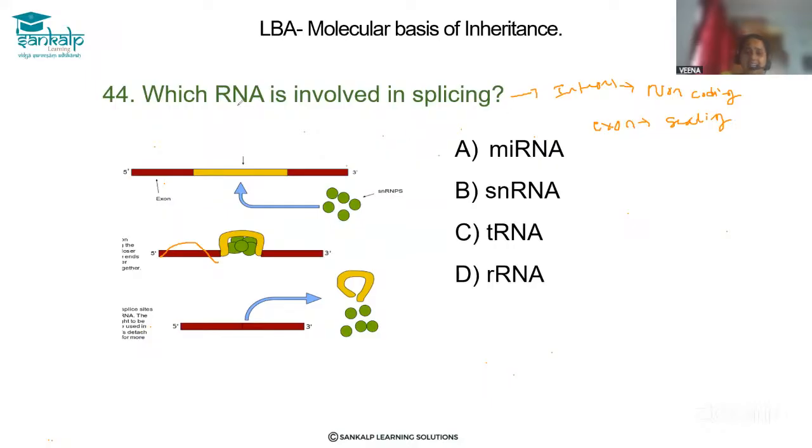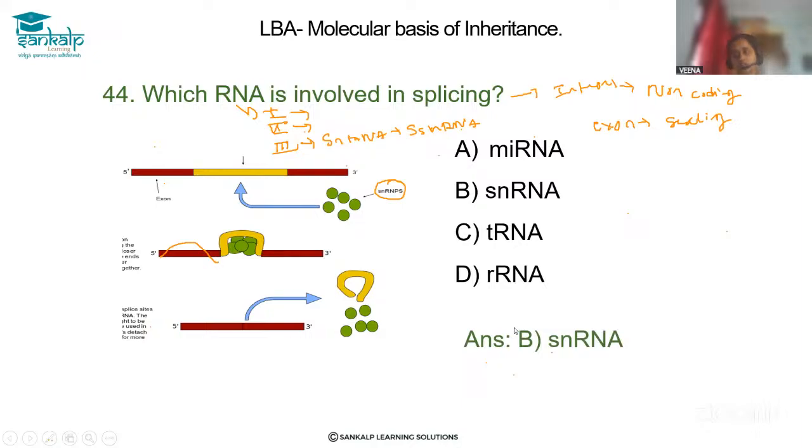So here, which RNA is involved? They are asking. There are three enzymes: RNA polymerase 1, 2, 3. Already I have studied that RNA polymerase 3 synthesizes snRNA and another one, 5S RNA. Here it is small nuclear RNA that is involved in the splicing mechanism. So the correct answer is option B, small nuclear RNA, which is involved in the splicing mechanism. Thank you.